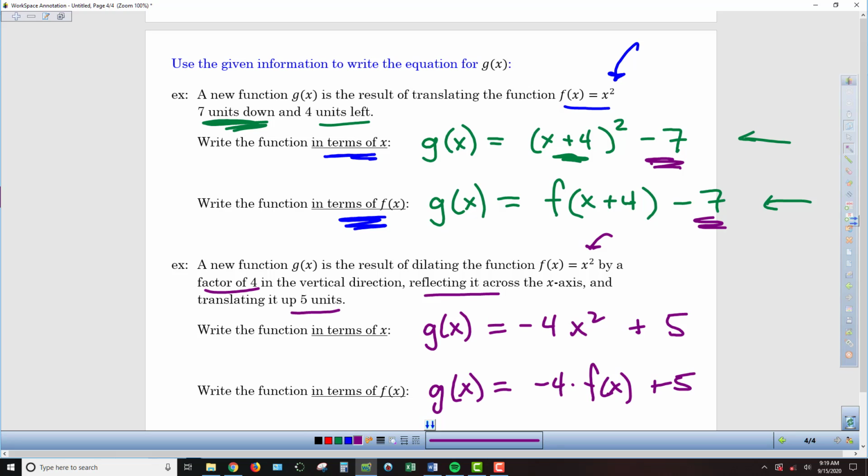So all we're doing when we're writing something in terms of f of x, we're just going to have f of x in our expression over here, or if there's a horizontal translation, we might have something added or subtracted to the x on the inside, but it's still f of the input, x plus 4, f of x, whatever it might be.